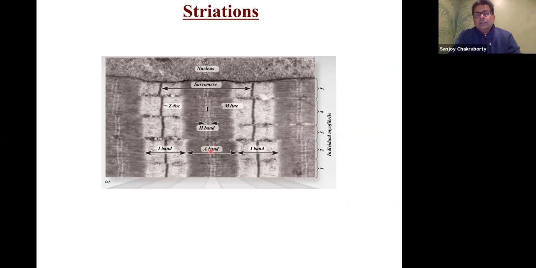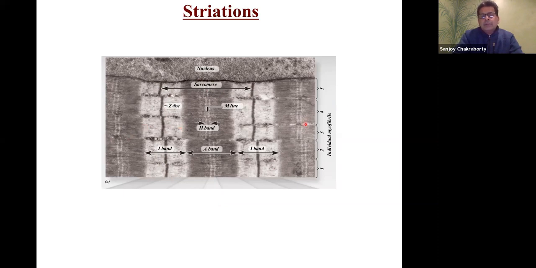This is the electron micrograph, by the way. They use the electron microscope to look at the sarcomere as a whole. So let's look at them one more time. So these are the Z line or Z disc. We call them Z disc if you look at the three-dimensional structure. So between those two Z lines, that's a sarcomere. So this portion is the I band. See that this is a neighboring thick filament.